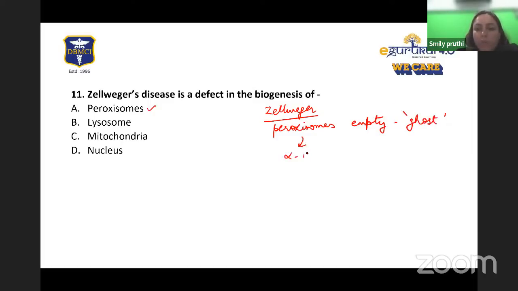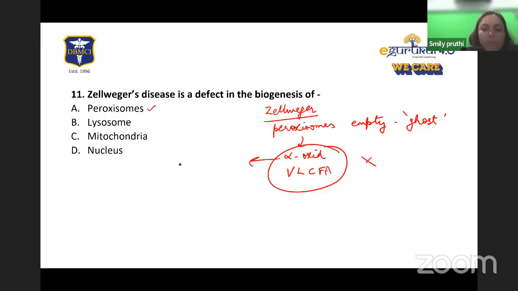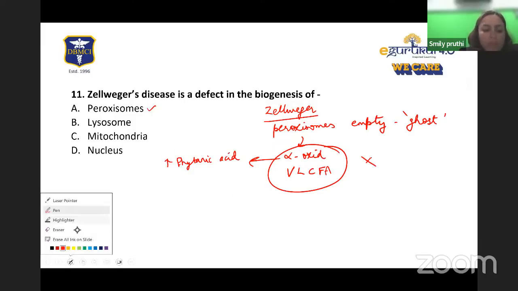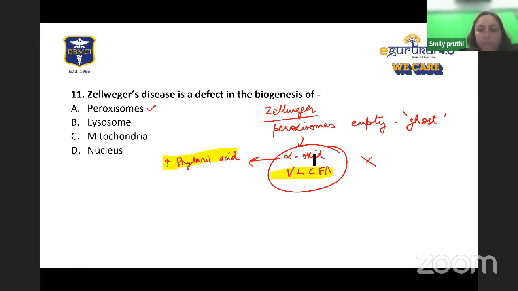Now in peroxisomes, two pathways occur, alpha oxidation and oxidation of very long chain fatty acid. So both will not occur. Now alpha oxidation will not occur, so phytanic acid will accumulate, and very long chain fatty acid will accumulate, right? So Zellweger disease is a defect in the biogenesis of peroxisomes.